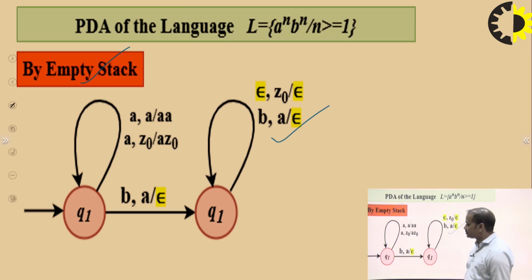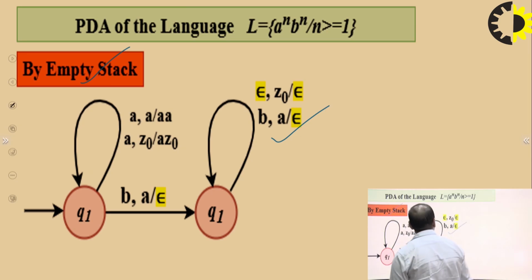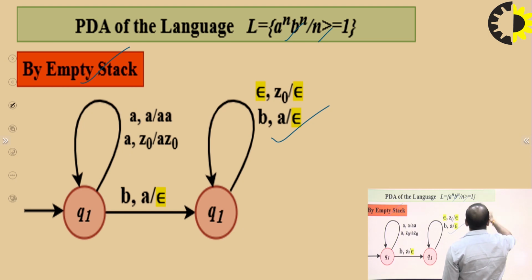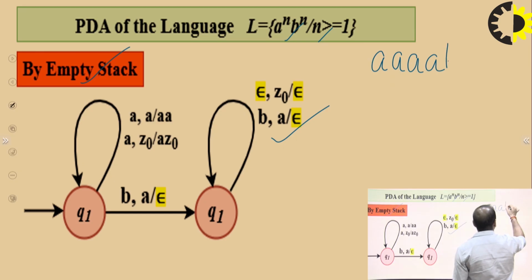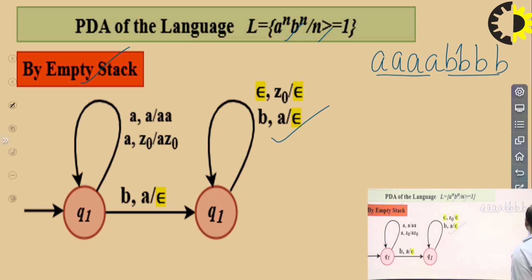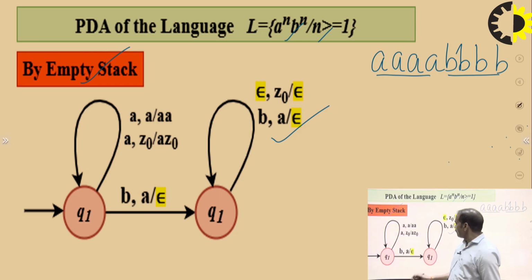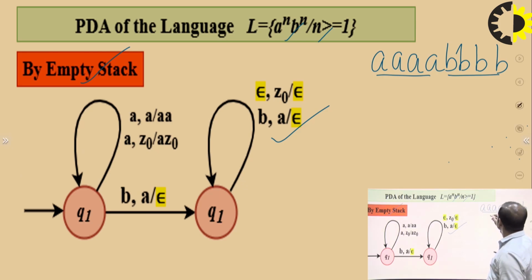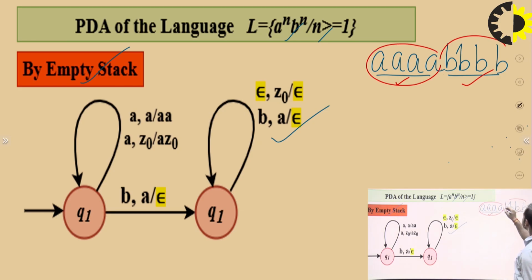Look into this question. Same procedure. The language is A power n, B power n. We have taken a string A, A, A, A, B, B, B, B. This is 4 times A, 4 times B. This is the language for which we want to design a PDA. And how we have to design the PDA in this part is, first we want to decide which type of string we want to accept. We have to take 4 times A and 4 times B.